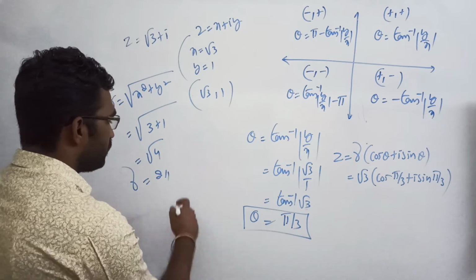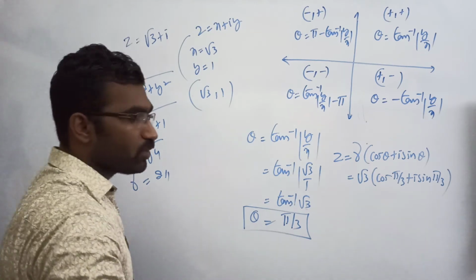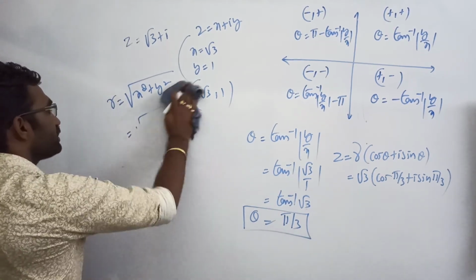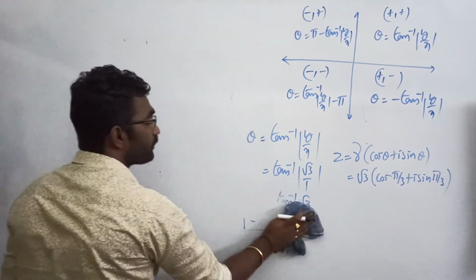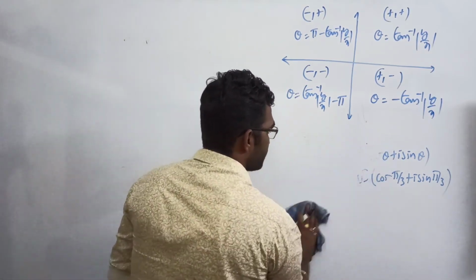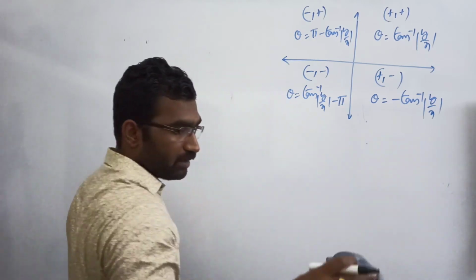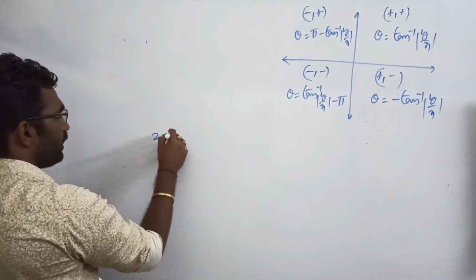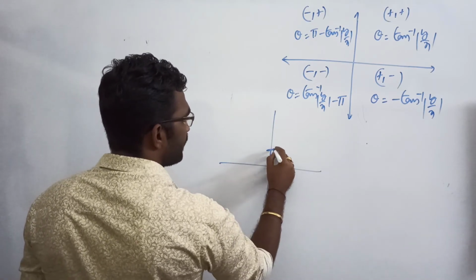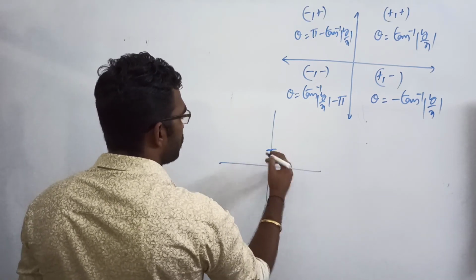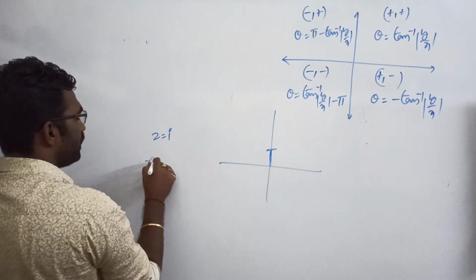Here I am going to discuss it. z equals i means a purely imaginary number. A purely imaginary number lies on the y-axis. So z equals i lies on the y-axis. i means it lies at 1. What is the distance from the origin? 1 unit. Therefore r is equal to 1.